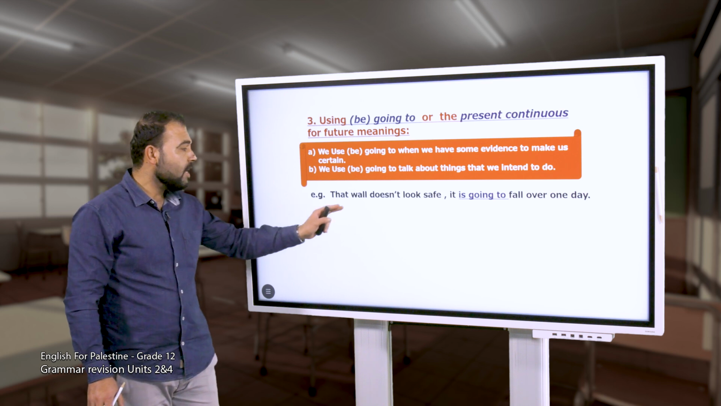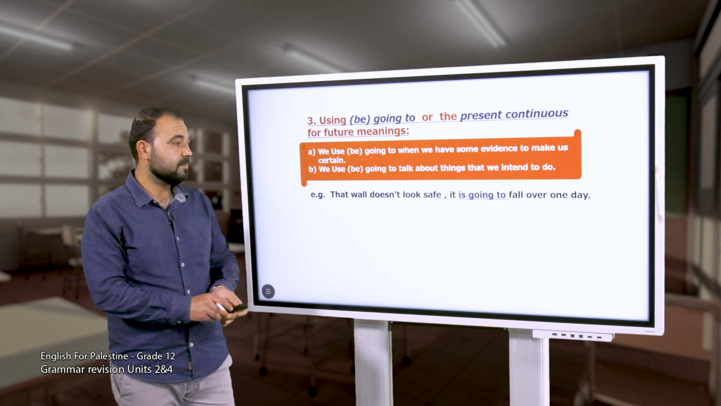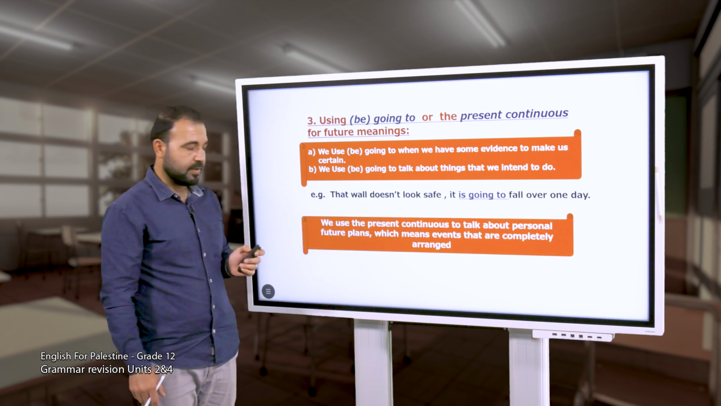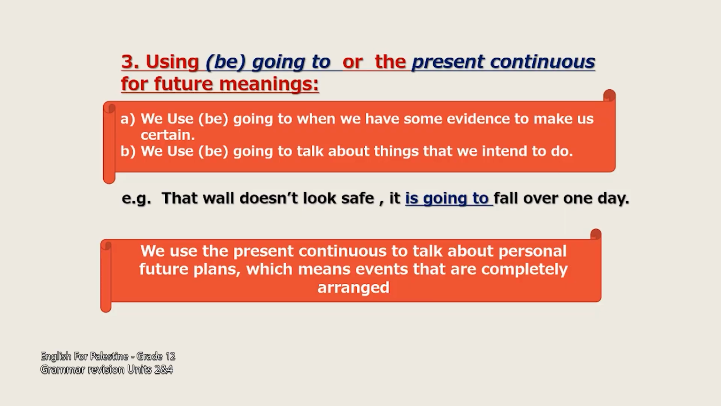Example: that wall doesn't look safe. It's going to fall over one day. I am here talking about an action and I have an evidence. The second point, using the present continuous. We use the present continuous to talk about personal future plans, which means events that are completely arranged.